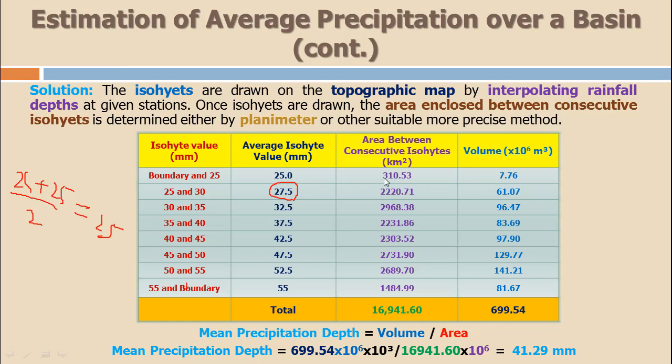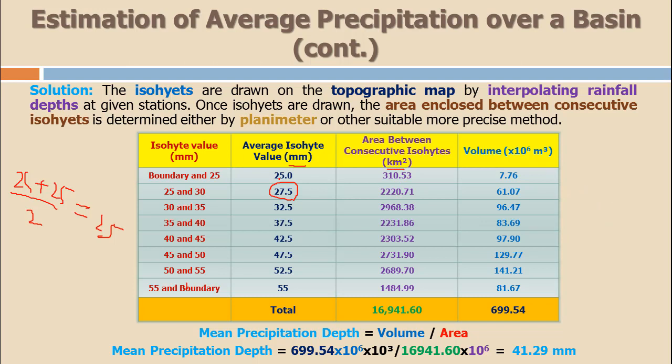So what we will do now is multiply the average isohyet value by the area, which will give you volume, such that this is P1 into A1. Similarly, this is P2 and this is A2, P3 and A3. So by multiplying, remember here the unit conversion is very important. This one is given in millimeter, and the value of area is in square kilometer. So you will convert the millimeter into meter.